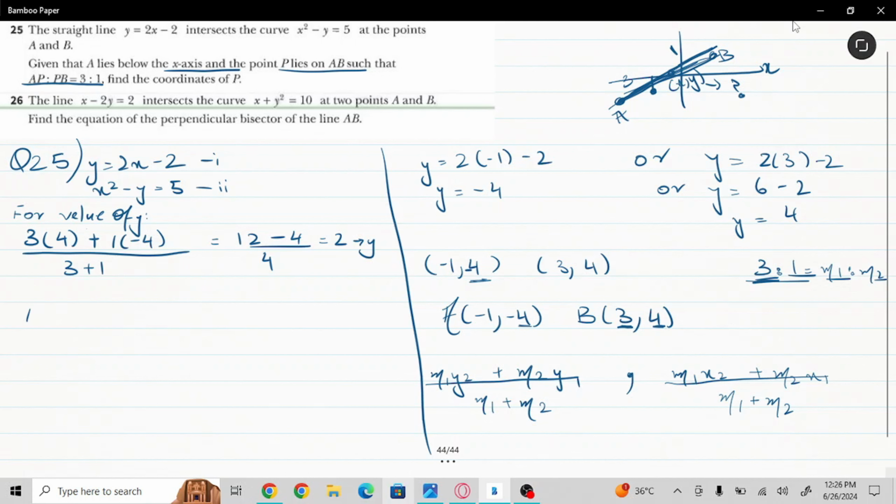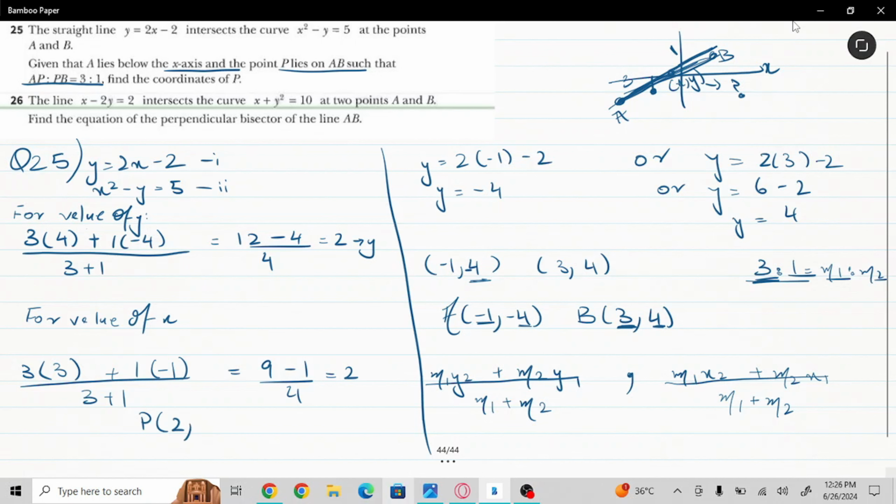And for the second thing, for the value of x, we are going to say m1 again 3, x2. What's x2? It's going to be 3 plus m2, which is 1, minus x1, which is the x1 minus 1. So 1 multiplied by negative 1 divided by 3 plus 1, m1 plus m2. So we are going to get 3 is 9 minus 1 divided by 4. So 8, that will be 9 minus 1 is 8. 8 divided by 4 is 2 again. So the coordinate of P is going to be 2 and 2.